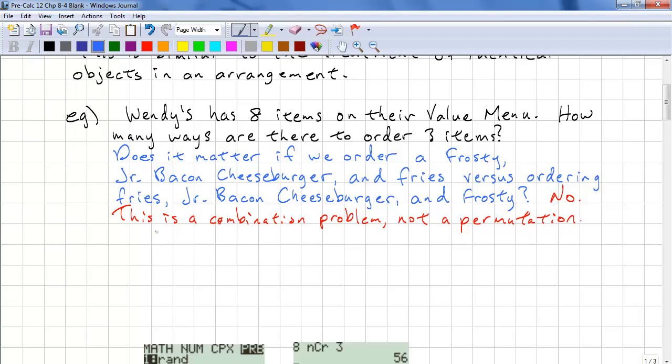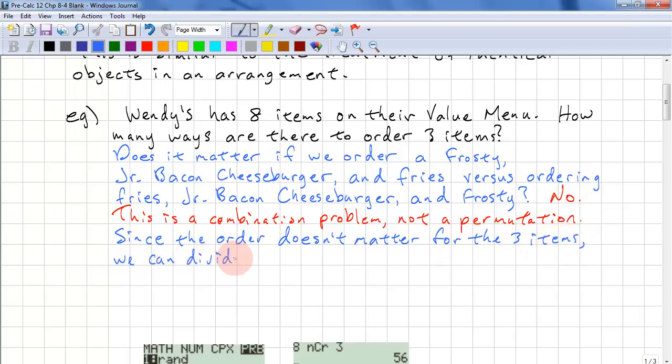And since the order doesn't matter for the 3 items, we can arrange the 3 items in 3 factorial different ways. So we just need to divide by 3 factorial. Okay, just plug it in. 8 choose 3. And please use subscripts for the numbers here. This is 8 factorial over 8 minus 3 factorial times 3 factorial. And that's 56 ways.